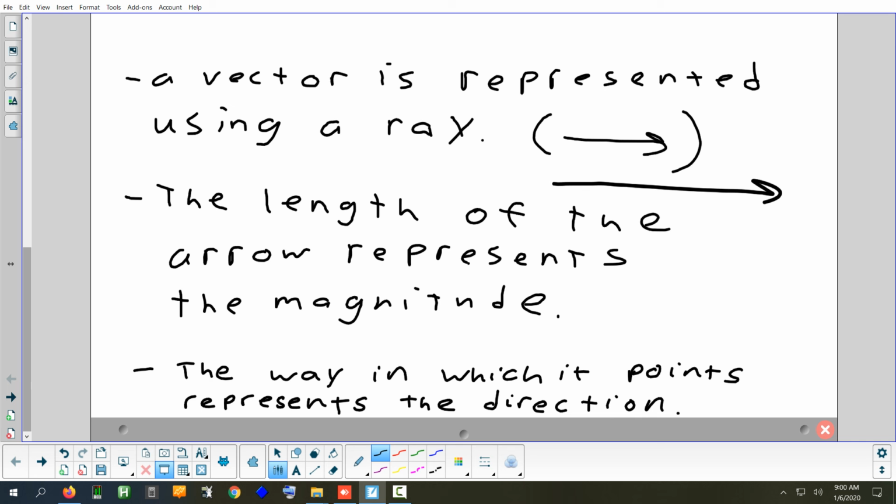Another reason we want to get away from drawing it all the time is because once you get into 3D, it's really hard to draw 3D vectors. It's easy if you've got a computer and you can look at the vector and spin it and rotate it, and you can see it. But to try to draw 3D on paper is hard a lot of the time.